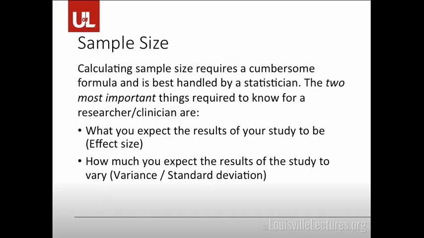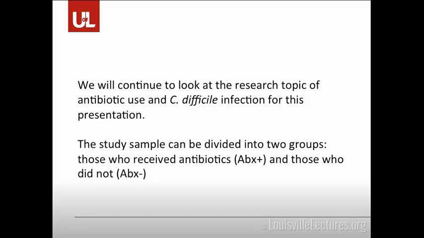As a researcher or clinician, the two most important things for you to bring to a statistician are your effect size, which is what you expect the results of your study to be, and your variance and standard deviation, and how much you expect those results to vary. And so we're going to continue looking at the research topic of antibiotic use in C. diff. And so for this study, you can think of two groups. You have the group that got your antibiotics and the group that didn't get your antibiotics. So you have your treatment and control, per se.